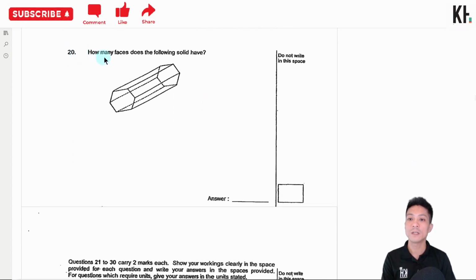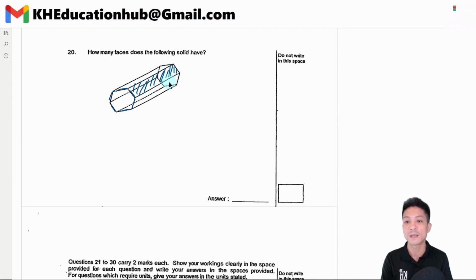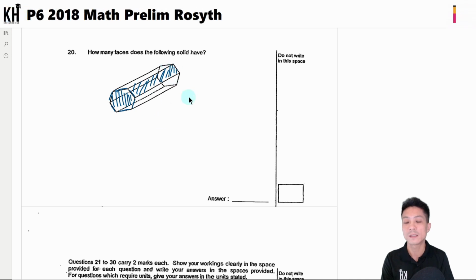Question 20. How many faces does the following solid have? There are 1, 2, 3, 4, 5, 6, right? That means 6 faces on the sides. And then after that, you also got to consider this side and the other side. So it will be 6 plus 2. Total, there are 8 faces.